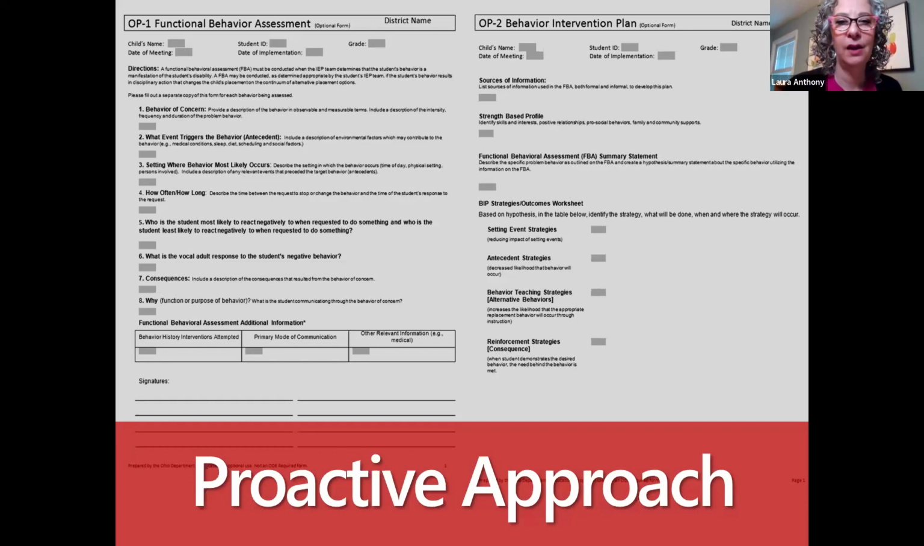The next P is that you've got to be persistent. You've got to be persistent and implement the behavior strategies on a consistent basis. And you need to be persistent when you find that the plan is not working. You've got to update the plan. It's not a static document.